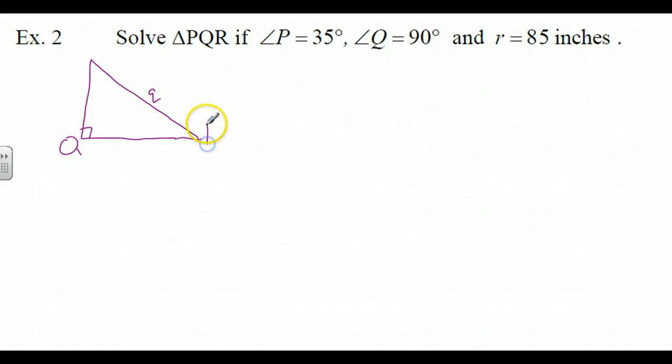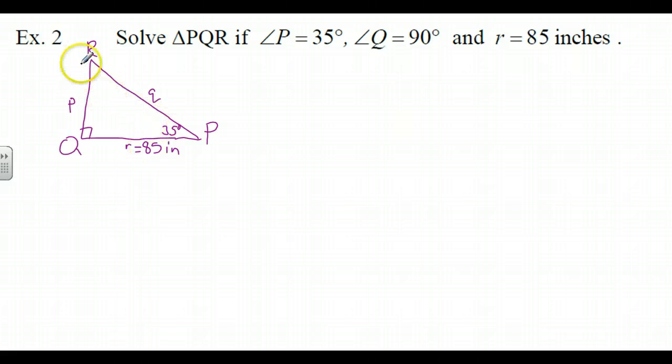P is 35 degrees. I'm going to put that down here. Label this 35 degrees. This side is opposite angle P. That's little p. Leaving this as r. And this guy here is little r, which is 85 inches. So there's our diagram. And so if you're not provided with a diagram, draw a picture. It gives you an idea of what you're looking at.